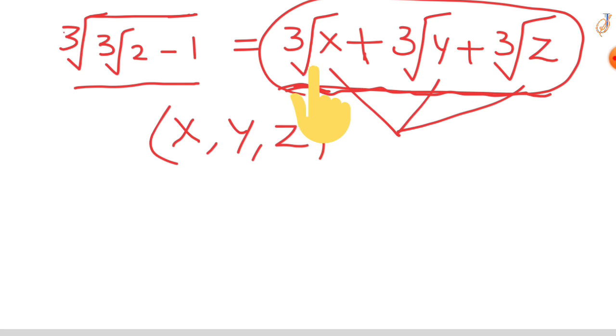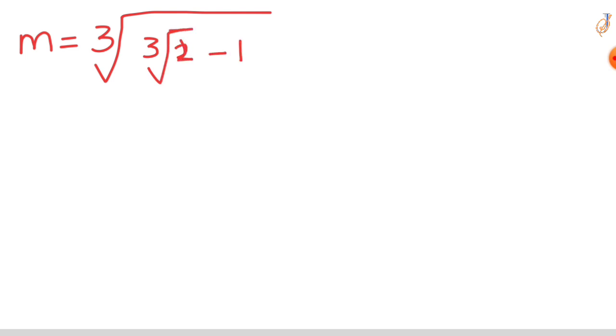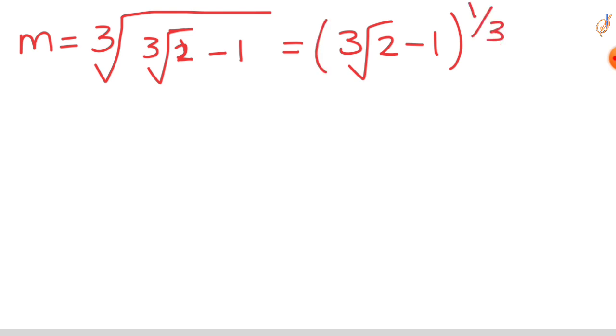First, ignore this cube root of x plus cube root of y plus cube root of z. Let's take only cube root of 2 minus 1. Let m equal the cube root of 2 minus 1. If you have a cube root, always try to get rid of the cube. That's why we start cubing on both sides. So this cube root of 2 minus 1, we can write as (2 minus 1) whole power 1 over 3, isn't it?